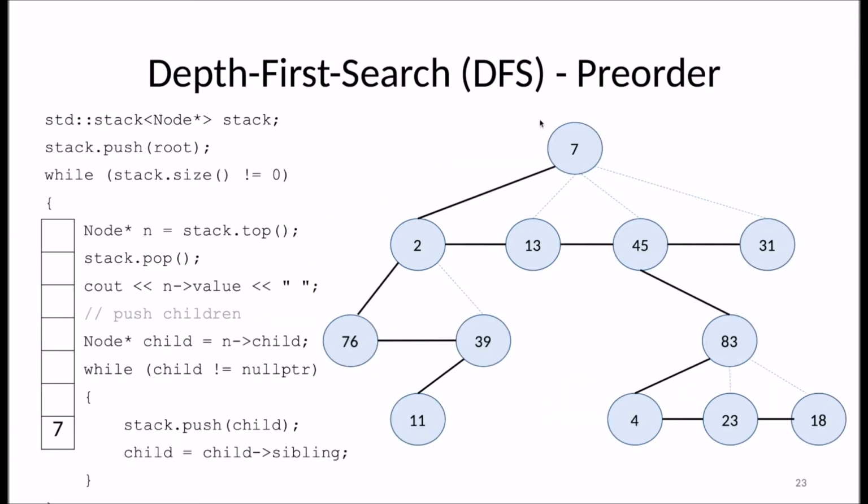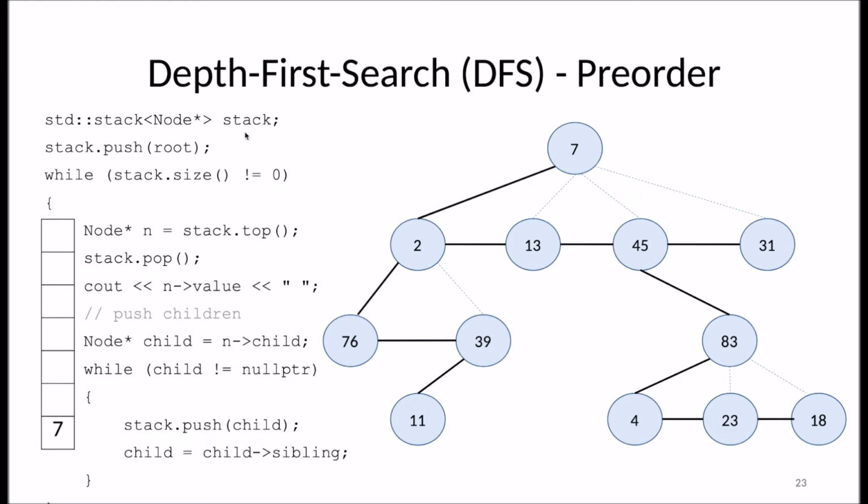So for the implementation, I use nodes that have 2 pointers. Each node has a pointer to its first child and a pointer to its sibling. For the root node, the sibling pointer is null and the first child pointer points to 2. Then 2 points to its first child, 76, and to its sibling, 13. The dashed lines here are the conceptual tree, and the solid black lines are the pointers. So 2 points to 13. 13 doesn't have a child, but it points to its sibling. 45 points to its child, 83, and to its sibling, 31. So this algorithm uses this type of structure.